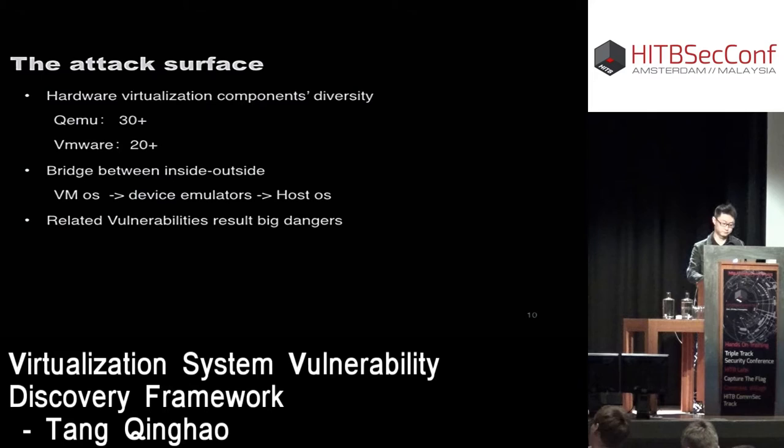Why do we say that the hardware device simulator is an attack surface worthy of concern? First, there are many different kinds of hardware device simulators. For example, in QEMU there are more than 30 device simulators, and more than 20 in VMware Workstation. Second, this emulator connects the guest machine and the host machine. Third, we could add code inside of those components' memory and then execute the code. This will lead to really dangerous vulnerabilities.